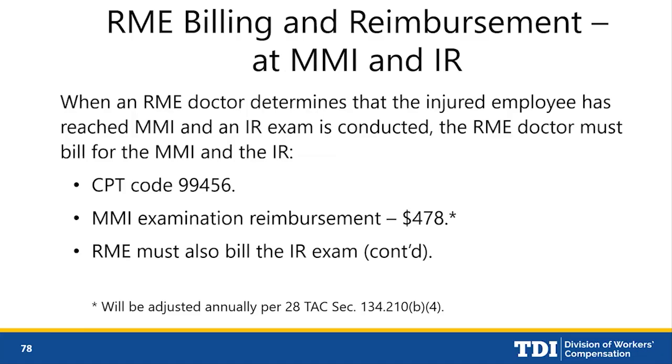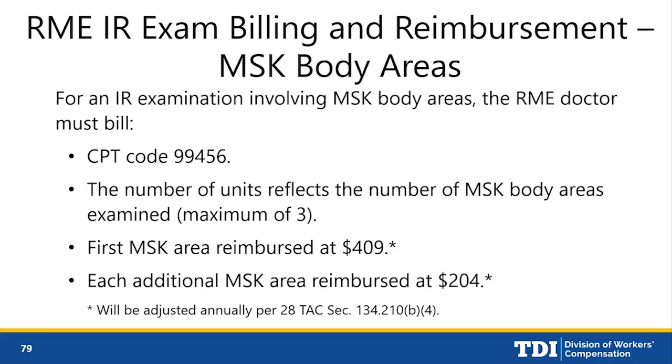This example is where the RME doctor determines someone is at maximum medical improvement, and they conduct an impairment rating examination because there was possibility of impairment. So they're going to go through the calculations. Even if it turns out to be 0%, that's a calculation that needed to happen, and the impairment rating exam has occurred. The RME doctor is going to bill 99456 and be reimbursed $478 for that amount.